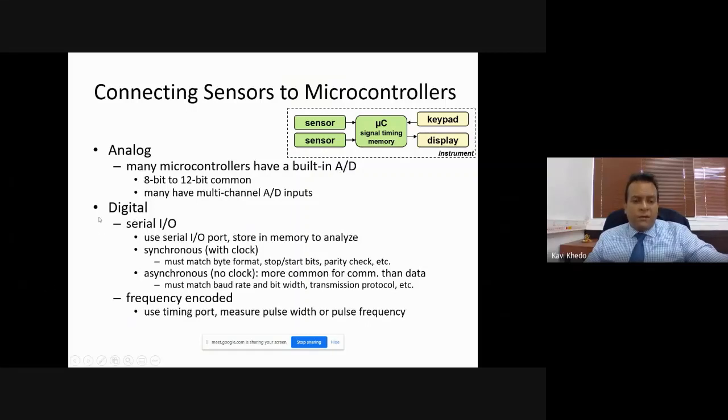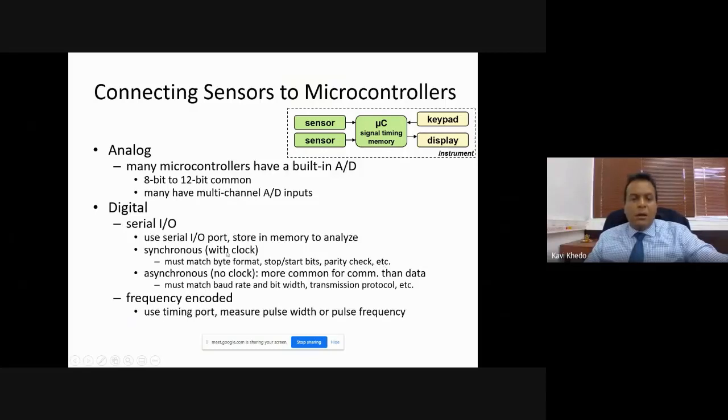And for the digital form that is generated from our microcontroller, we should have particular ports to read that data, what we call serial input output ports. We have two types of ports. We have synchronous, meaning it is read by following a particular clock. So both your microcontroller and the sensor device are synchronized with a particular clock, and must match byte format, stop bits, start bits.